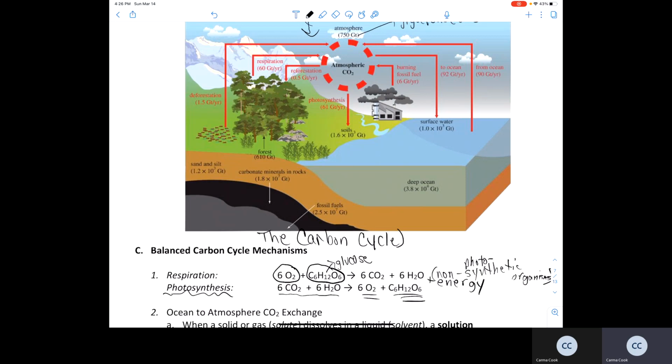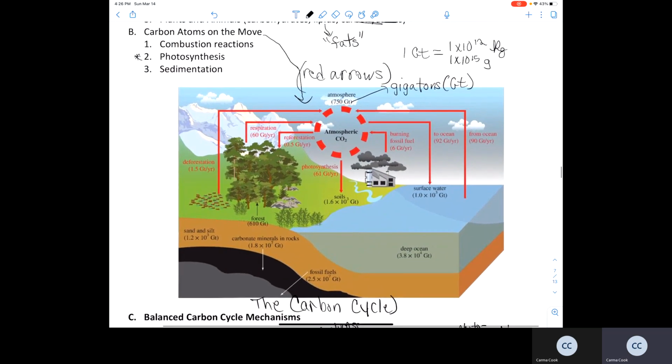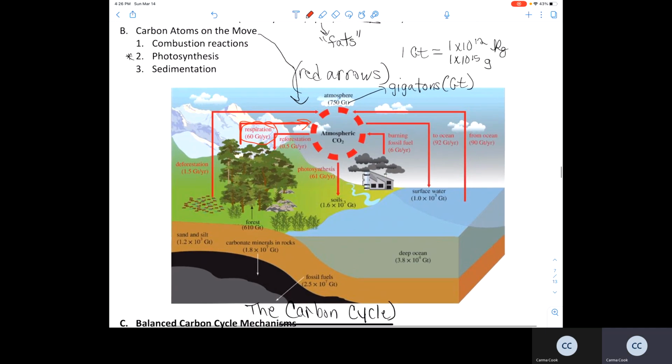And so those 2 processes of moving carbon dioxide balance each other out. So respiration puts carbon dioxide in the atmosphere at a rate of 60 gigatons per year. And then photosynthesis balances that by removing CO2 from the atmosphere at a rate of 61 gigatons per year. So those 2 processes balance each other out pretty closely.